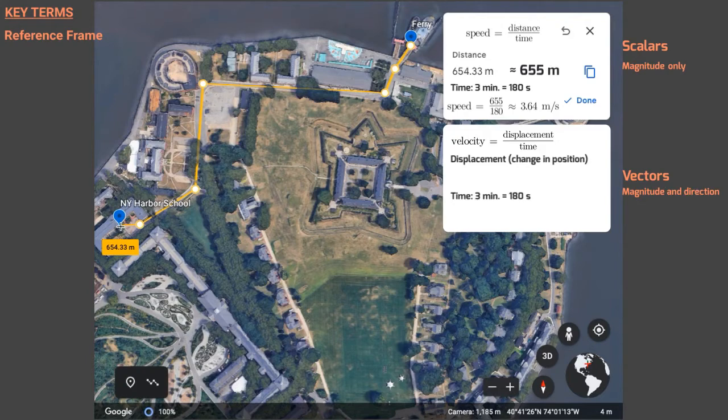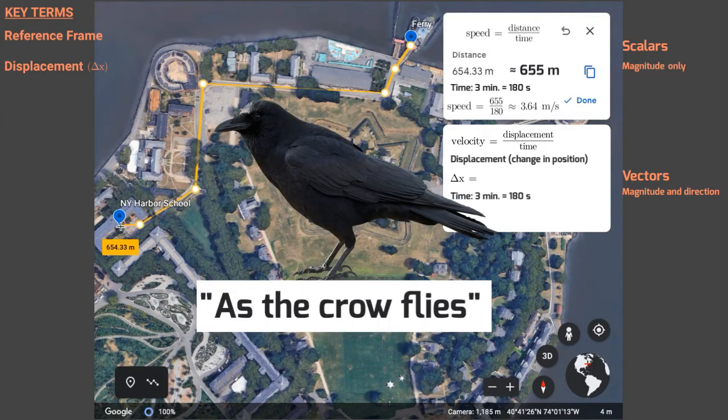So watch how we determine displacement first. Displacement means your change in position, and it's labeled using the symbol delta x. Displacement is the vector whose length is the shortest distance from the initial to the final position. Another way to think of it is the expression, as the crow flies.